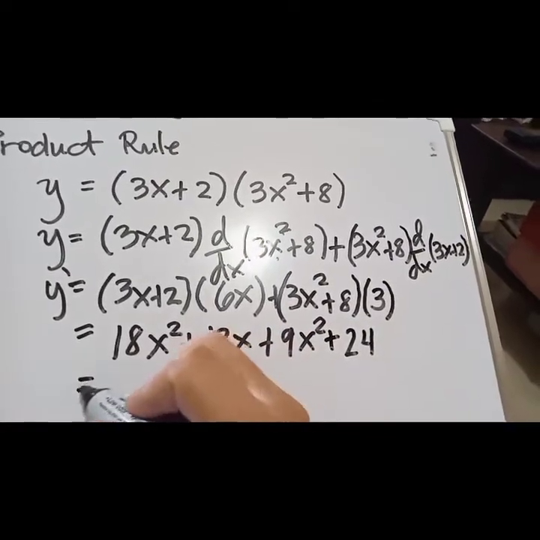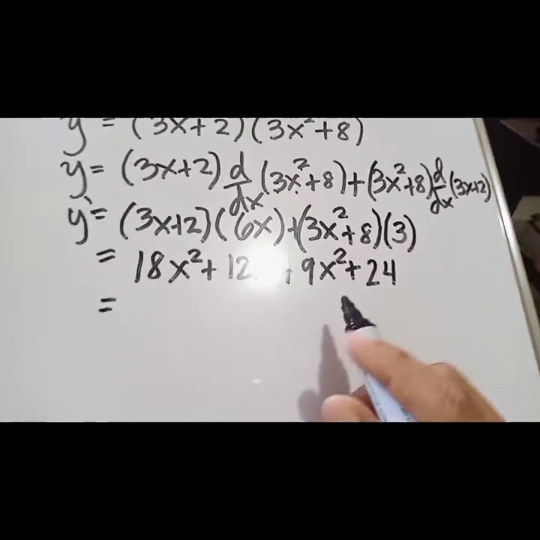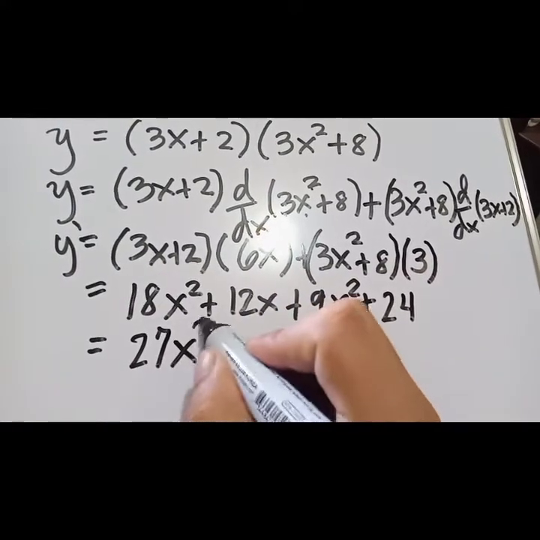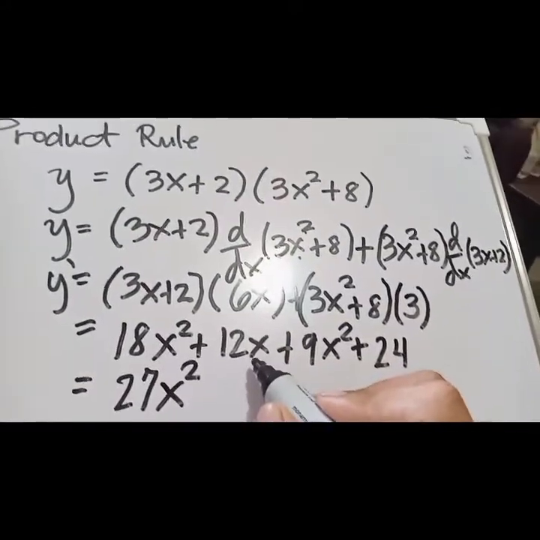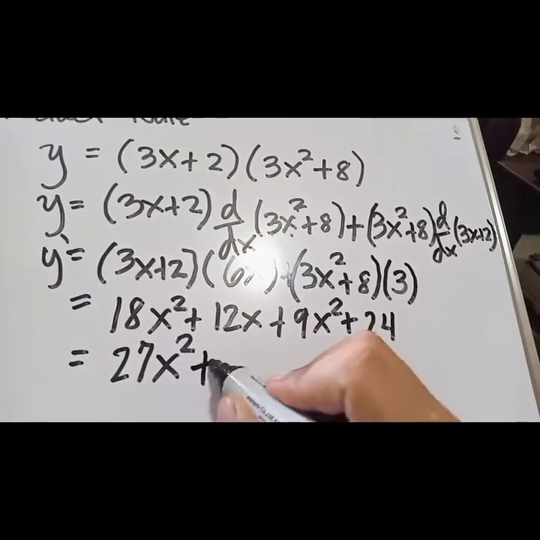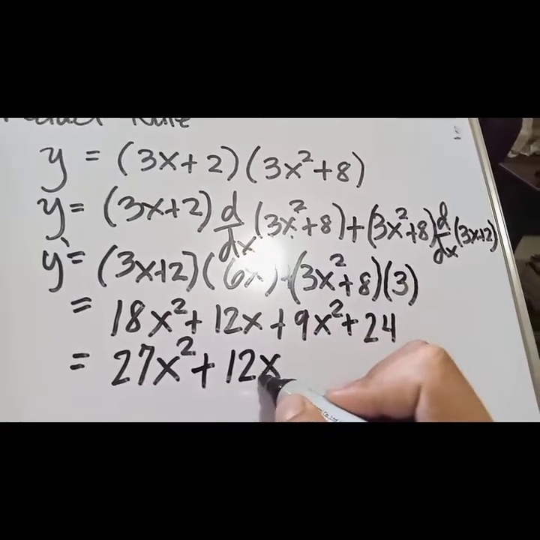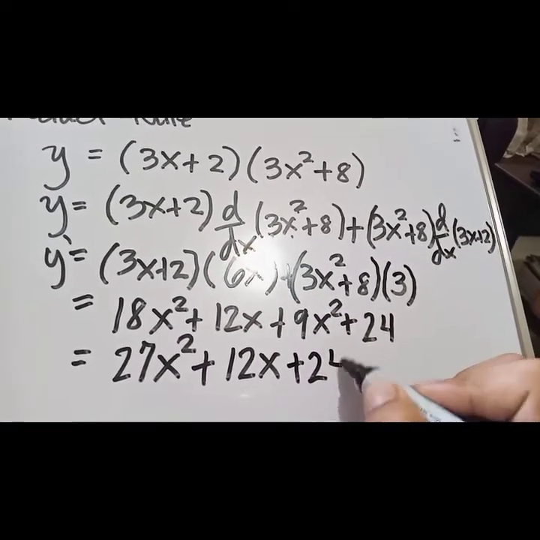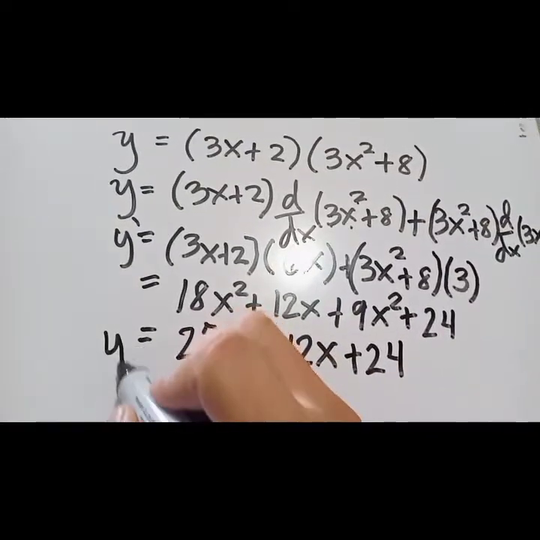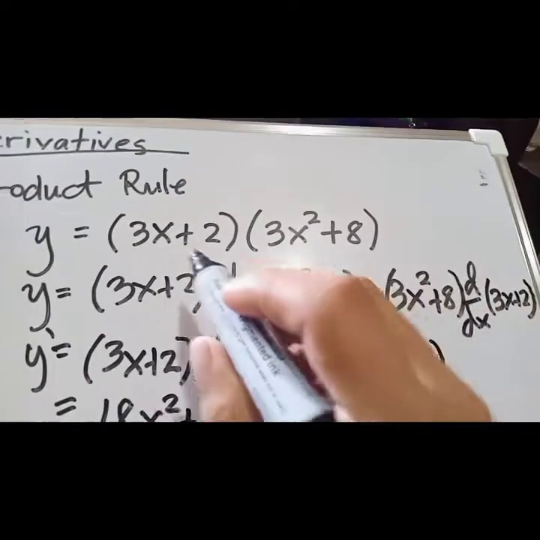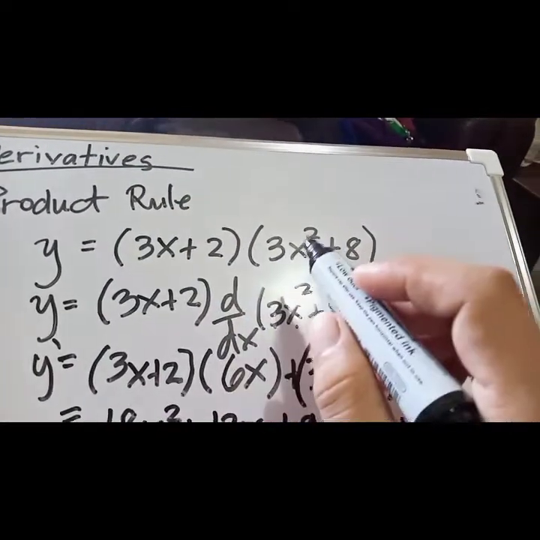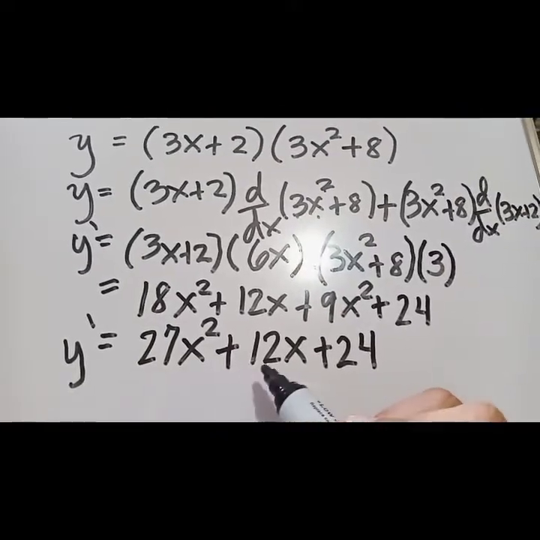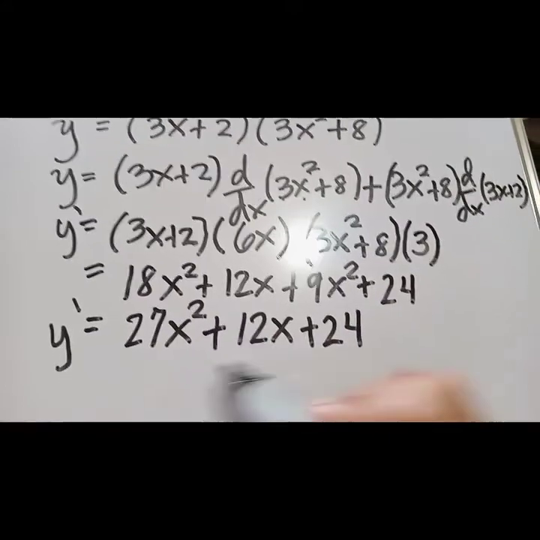Then, let us combine the similar term. 18x squared and the 9x squared, that will be 27x squared. Then, 12x, wala siyang common term. Now, just rewrite it. And 24. Again, the derivatives of the product of 3x plus 2 and 3x squared plus 8 is 27x squared plus 12x plus 24.